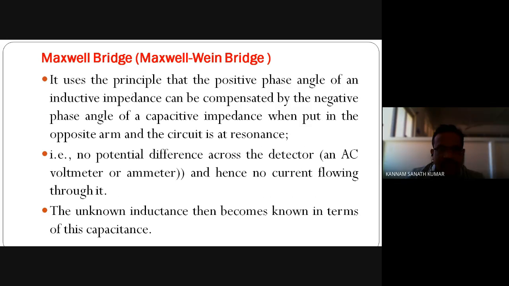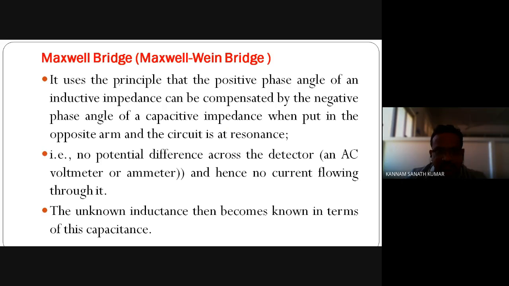Maxwell's bridge uses the principle that the positive phase angle of inductive impedance can be compensated by the negative phase angle of capacitive impedance. So there are two impedances. One is the inductive impedance, which means resistance in series with inductance. The other is capacitance in parallel with a variable resistor, that is the capacitive impedance.